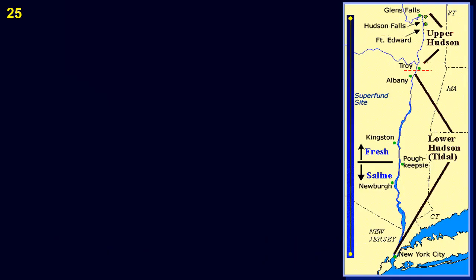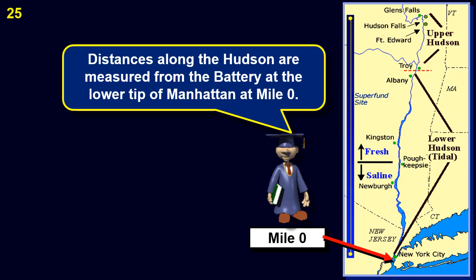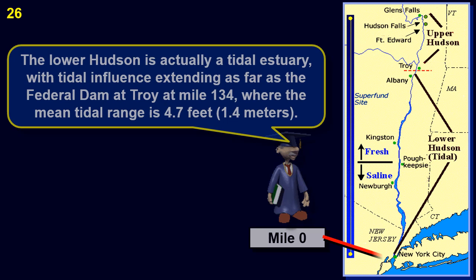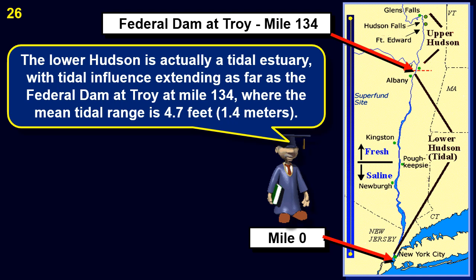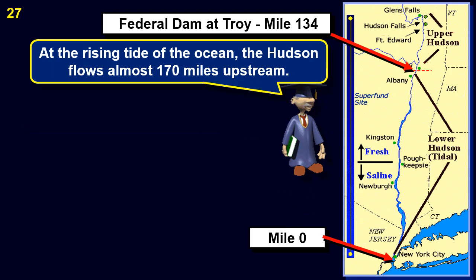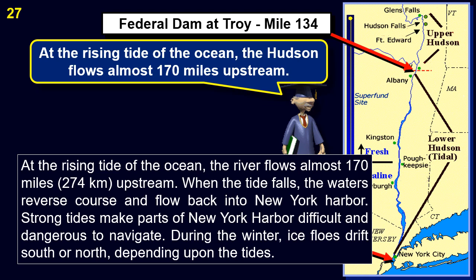Distances along the Hudson are measured upstream from the Battery at the lower tip of Manhattan at mile zero. The lower Hudson is actually a tidal estuary, with tidal influence extending as far as the Federal Dam at Troy at mile 134, where the mean tidal range is 4.7 feet, 1.4 meters. At the rising tide of the ocean, the river flows almost 170 miles, 274 kilometers, upstream. When the tide falls, the waters reverse course and flow back into New York Harbor.